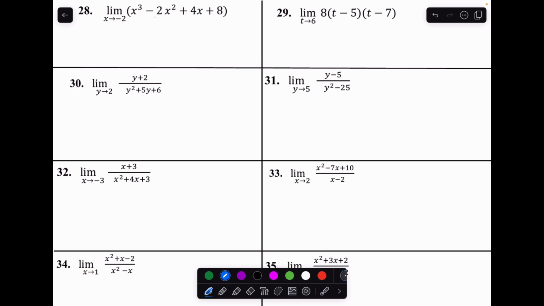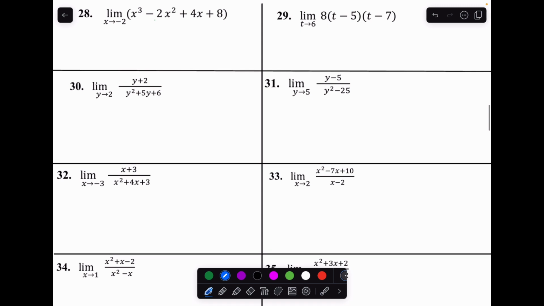Some of these questions need a direct substitution, and some of them need factorizing and simplifying, and some of them need to multiply the root by the conjugate.